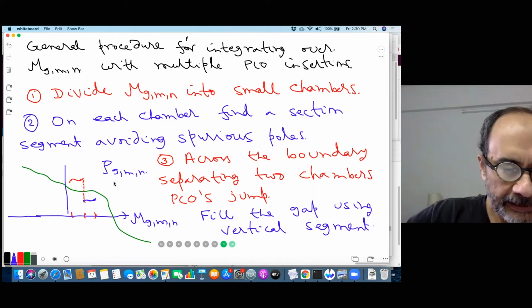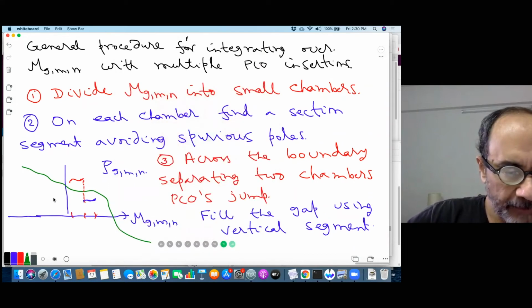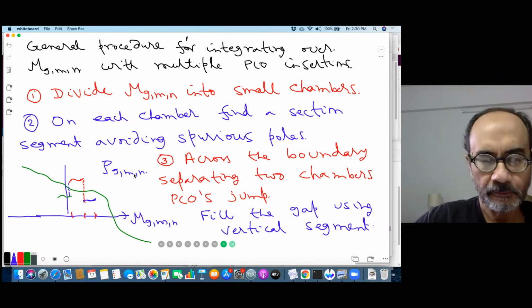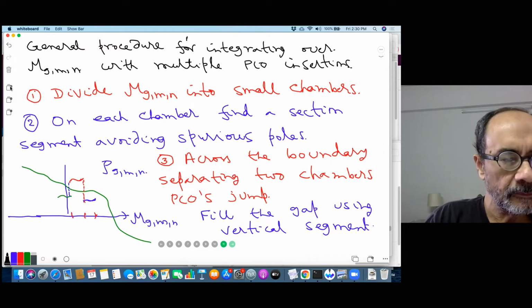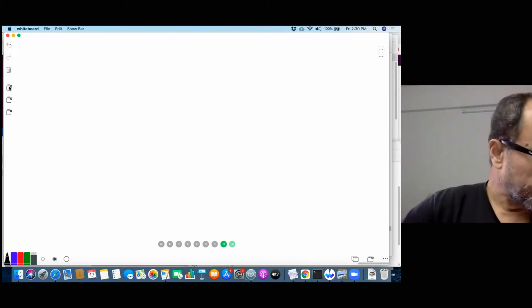In the next chamber, maybe somewhere here. The next chamber, maybe I shouldn't use green, I use blue again. Next chamber maybe here. And then you have to again make a vertical jump to come here. And again you have to fill this by using the method of vertical integration. So this is fine so far.